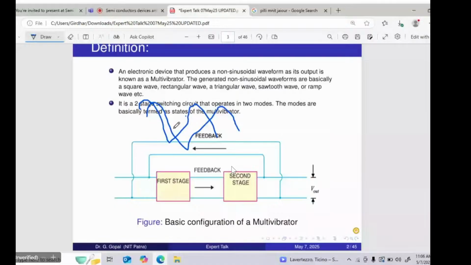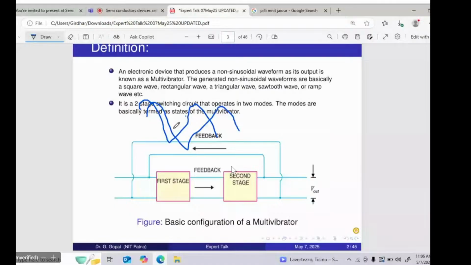The fact is that a square wave consists of a large number of sinusoids of different frequencies. That's why the name multivibrator: there are multiple tones of sinusoidal signals in the Fourier series representation that represent a square wave. Basically, a multivibrator works on positive feedback. So when we design a multivibrator using an op-amp, we will consider only positive feedback.